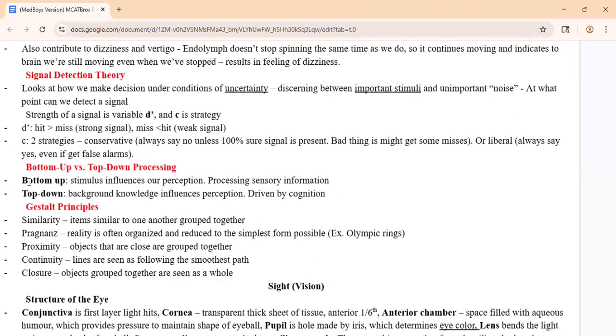Signal detection theory basically talks about how different signals are detected. A hit is when you have a strong signal, while a miss is when you have a weak signal.